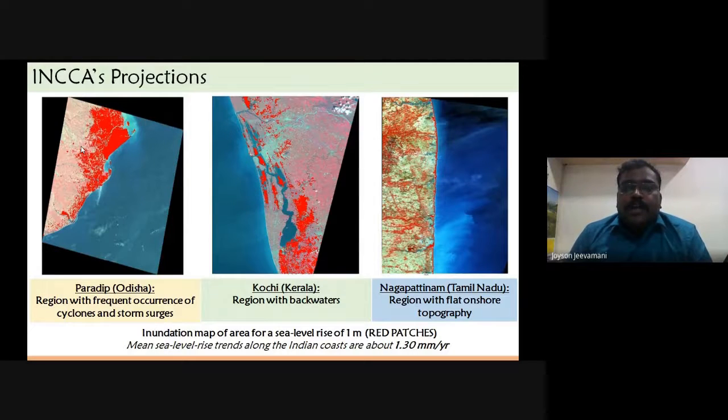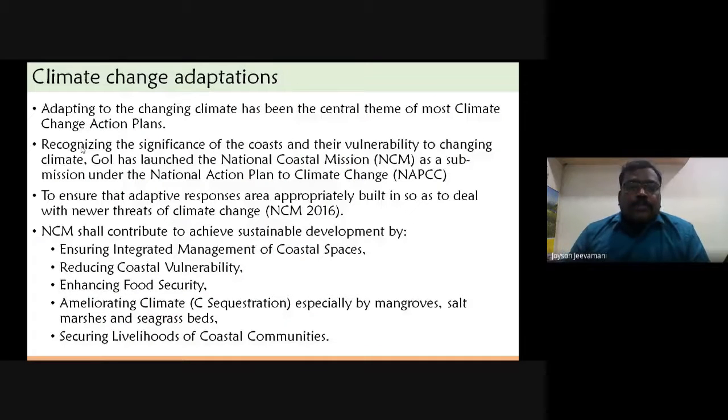This says that our coast is very vulnerable to climate change impacts, and it is predicted that the mean sea level trend is about 1.3 millimeter per year, and it is increasing. So with these impacts, we understand.